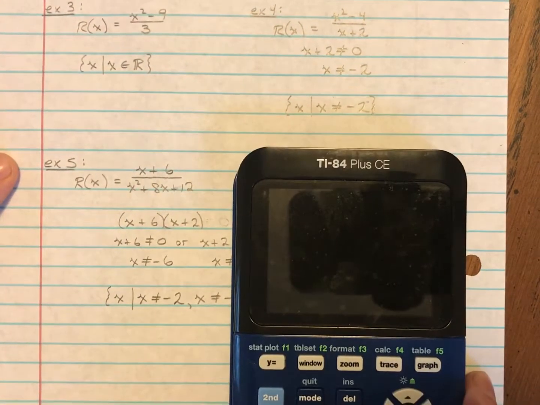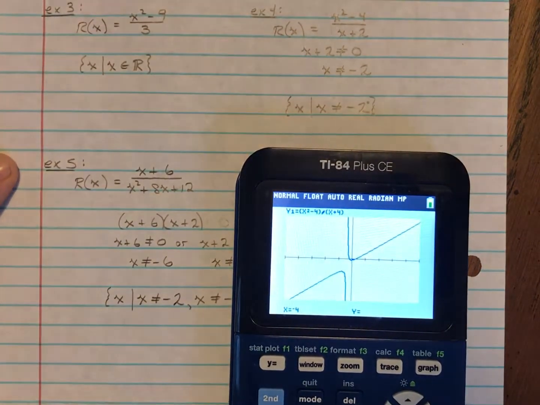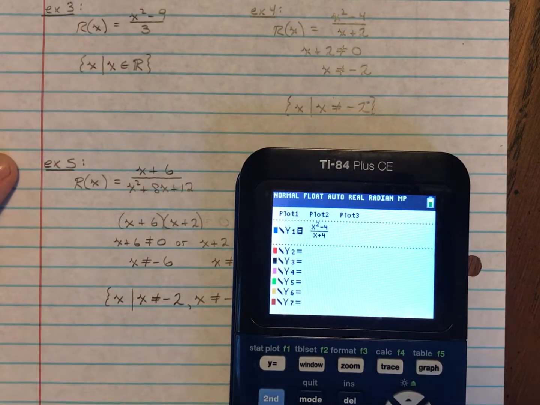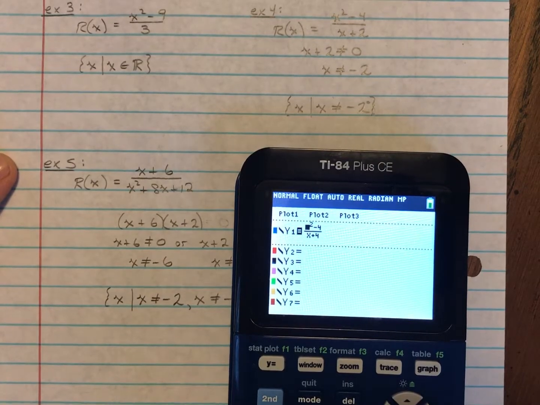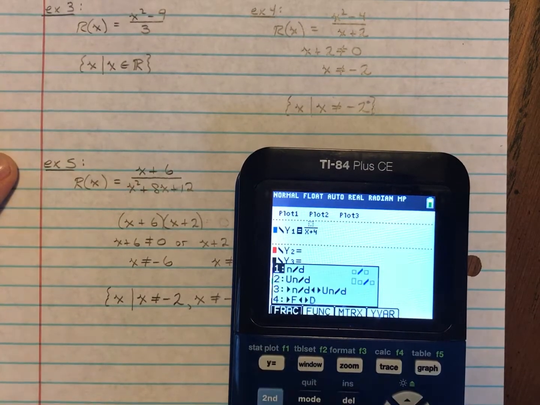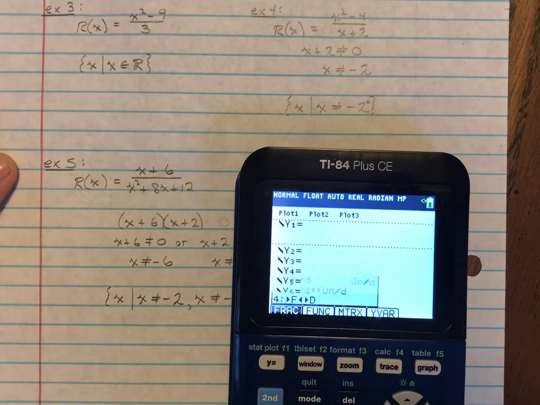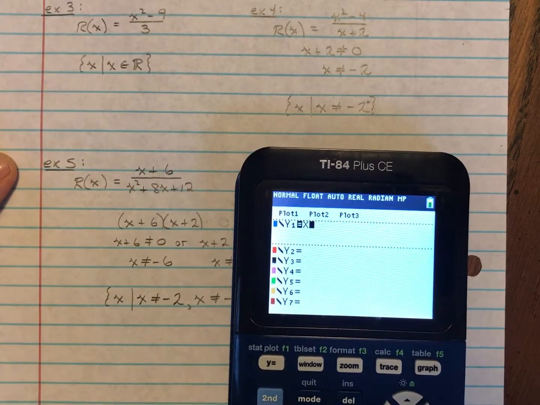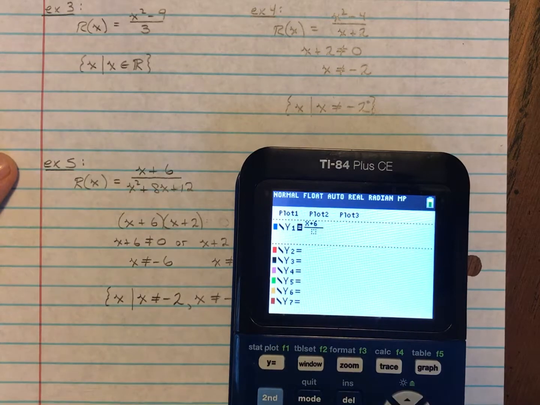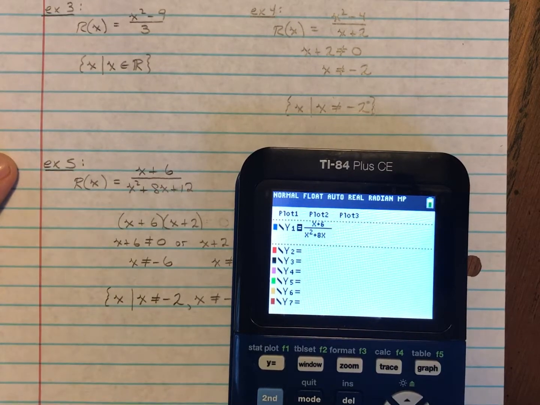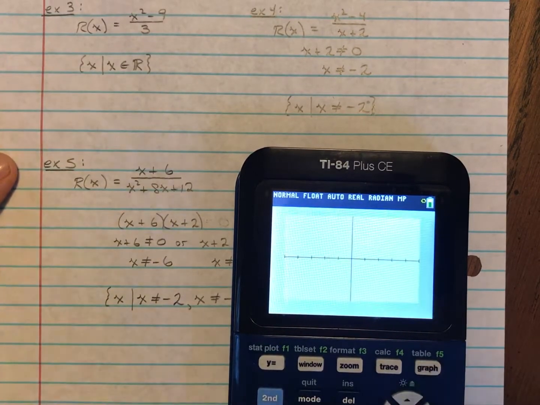Okay, so I got my calculator up here. I may have to do some zooming. We'll find out. Y is equal to, I'll just press clear and I'll restart. Clear, clear. The numerator is a linear function. I lost track of my fraction bar. There we go. X plus 6 in the numerator, the denominator x squared plus 8x plus 12. I'm graphing this one.